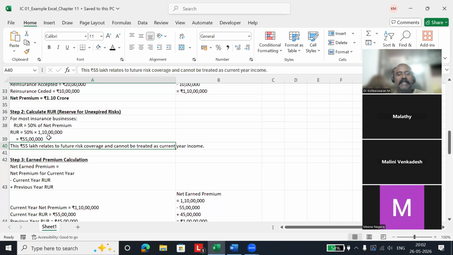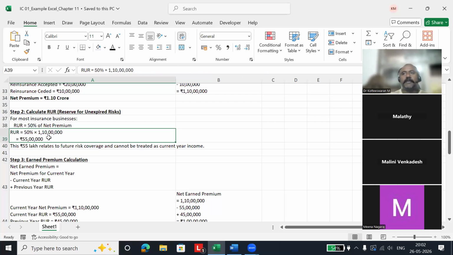So 55 lakhs, I need to keep it for the future risk. Even if I receive net premium as 1.1 crore, I need to keep 55 lakhs from that 1.1 crore as a reserve. I cannot spend it. I need to keep it separately for the future claims.